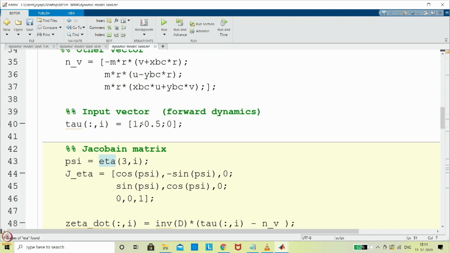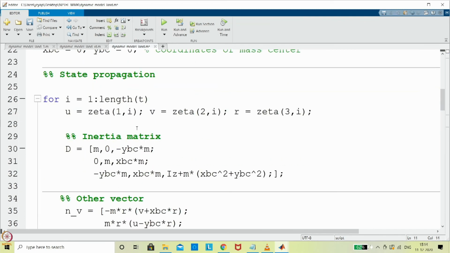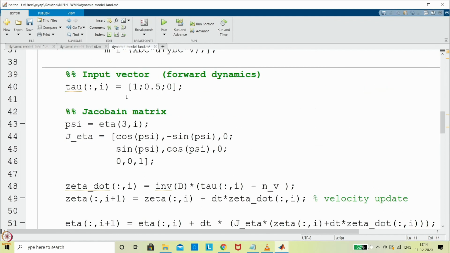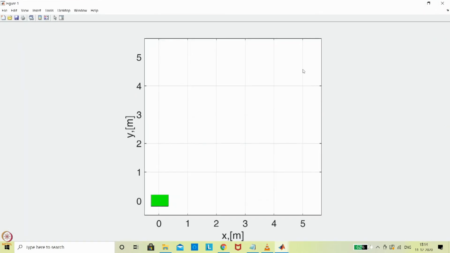Now if I give any tau, in this case I modified it to 1 and 0.5, in the sense 1 Newton in x and 0.5 Newton in y. I modified it just for clarity, and I will start with 0 initial condition. Now if you look here, this is the x axis force and y axis force. So the vehicle will drag in the lateral direction in an inclined way, which we can explore by looking at the animation.